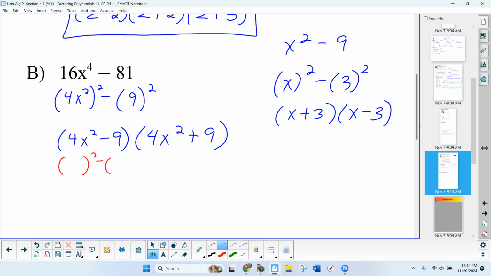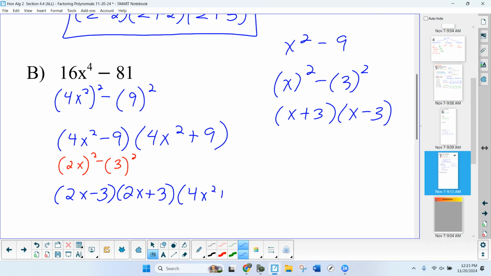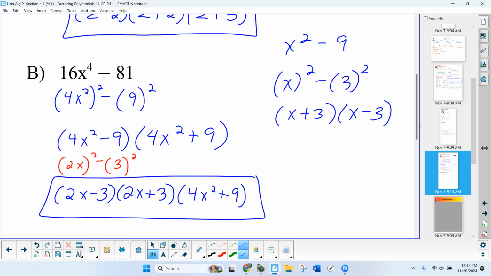This is what squared minus what squared? Not 4x, 2x. And so what would this one factor into? 2x minus 3 and 2x plus 3, and don't forget to bring down the 4x squared plus 9. Now are we done? Yes, because those two are linear. This one is not a sum of cubes. That's the only sum of a binomial you can do. You're done.